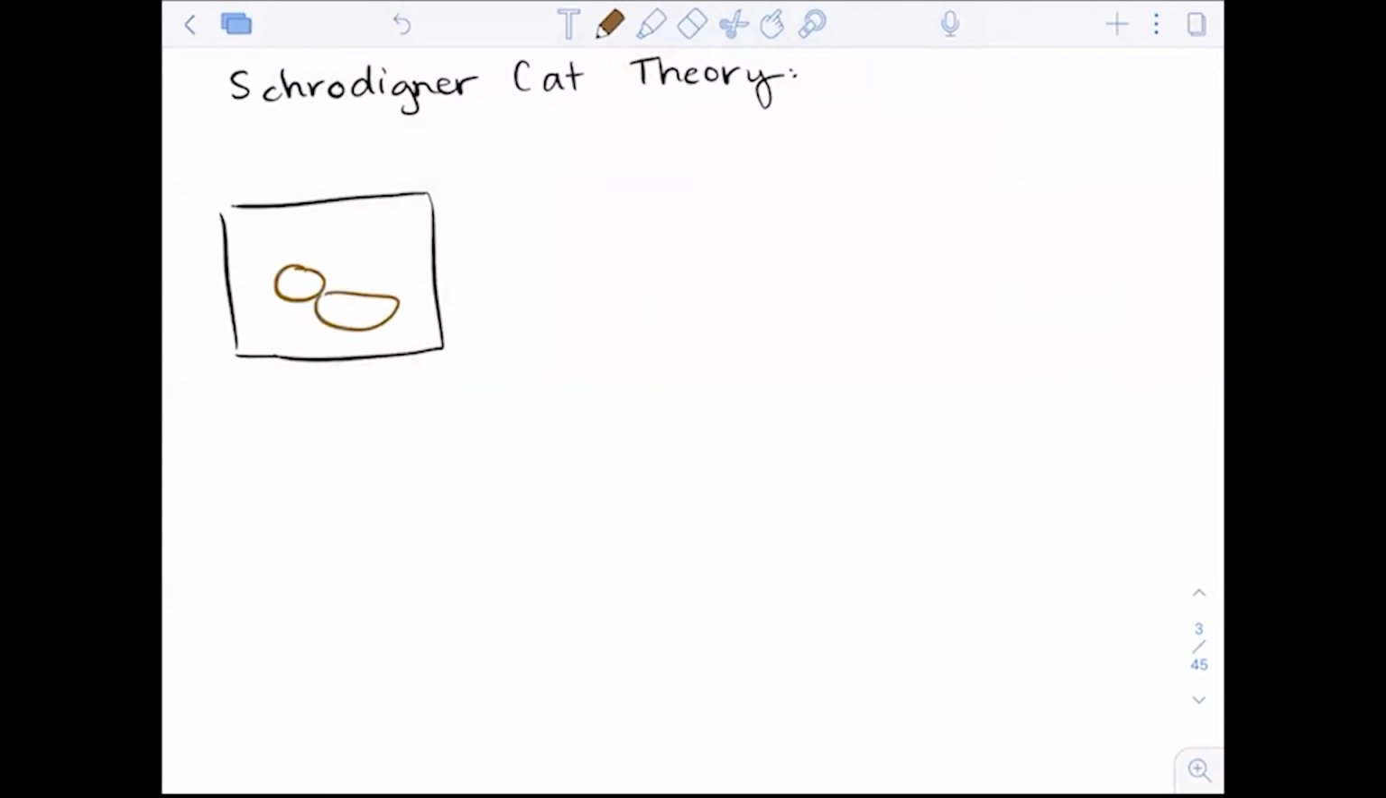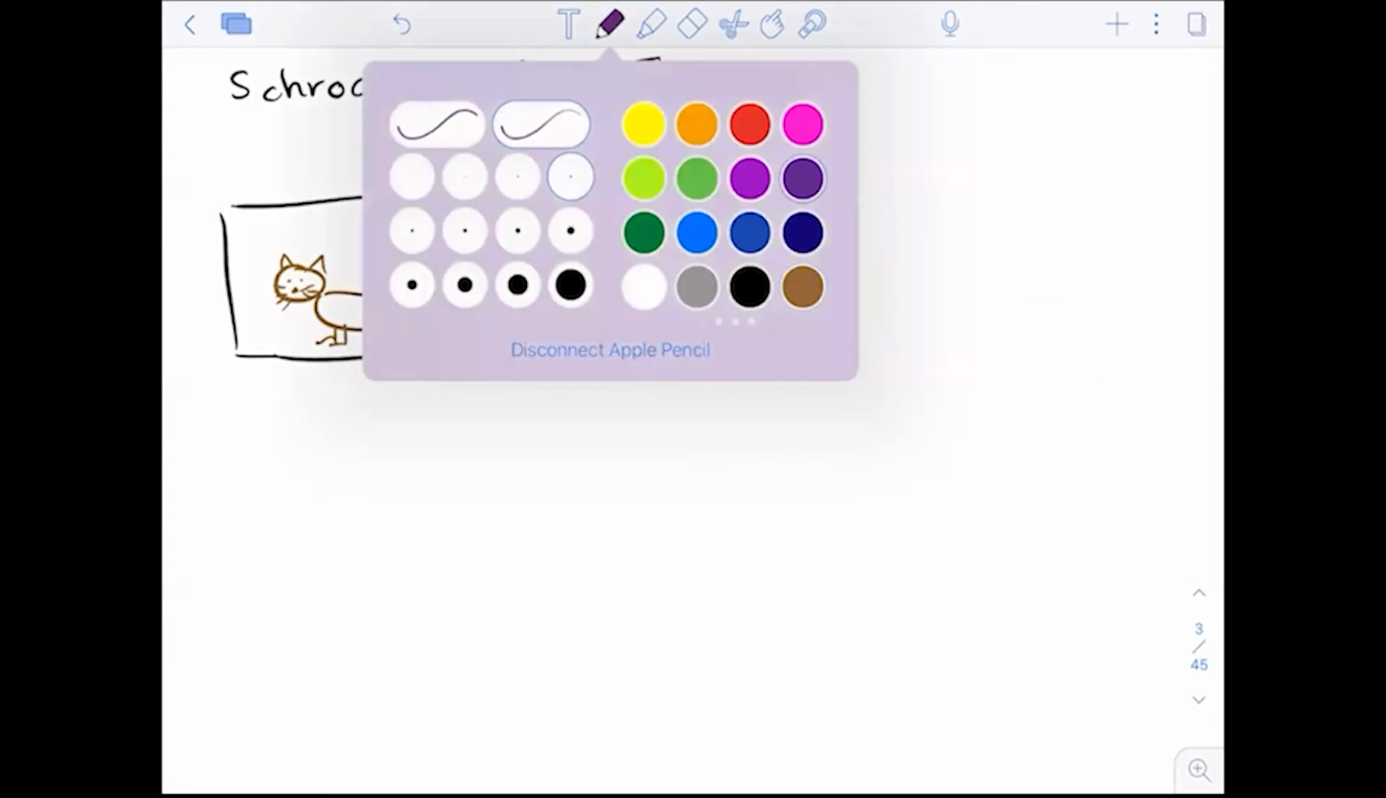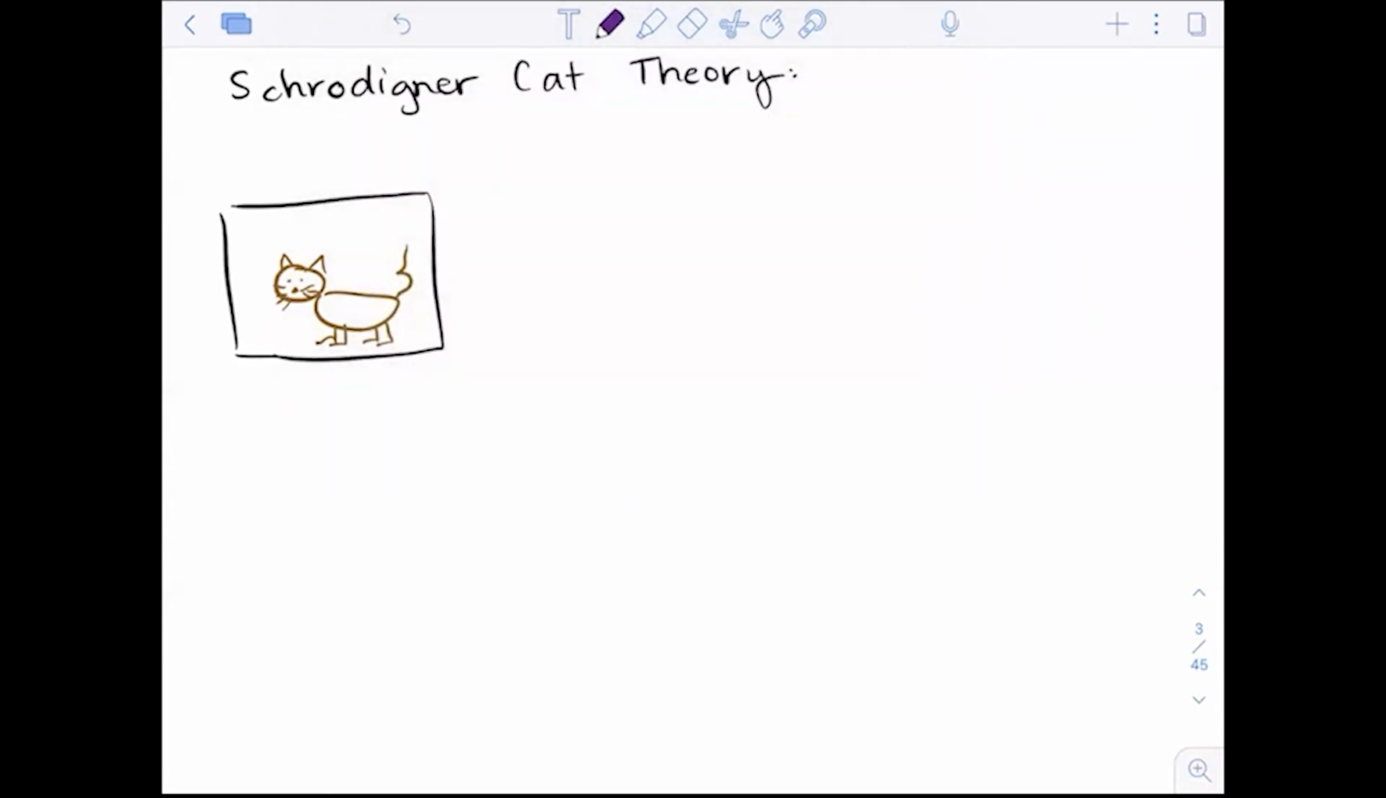He took a cat, theoretically. This is why my family told me, don't go be an artist, go be a chemist. Here's my cat. Nice.